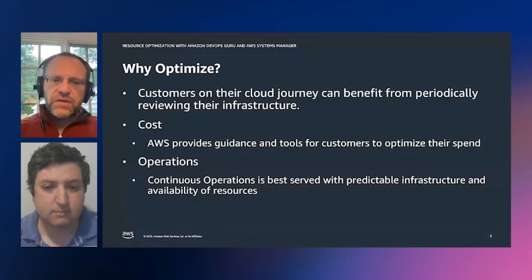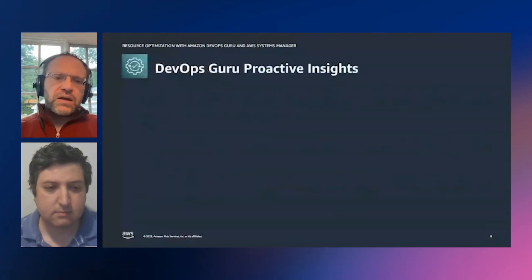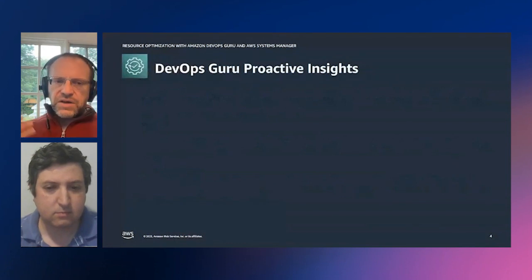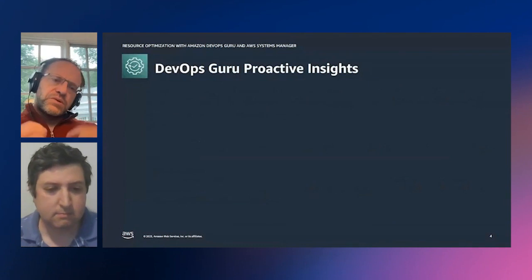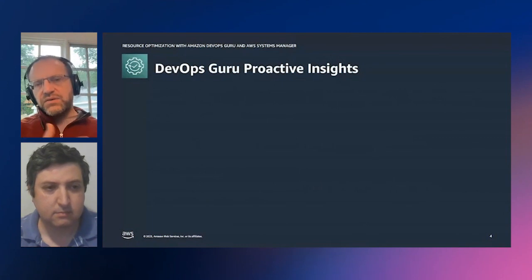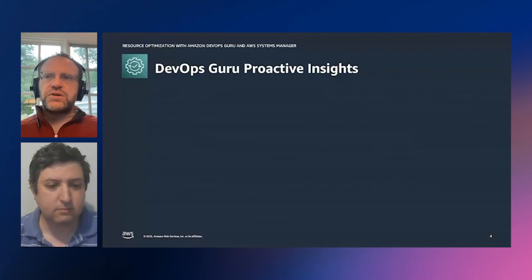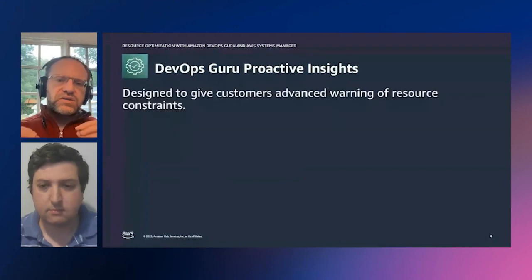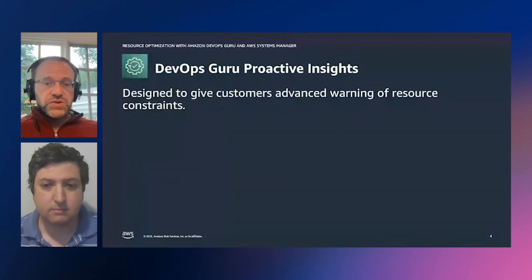And so as we think about this, and specifically with the tools that we're talking about today, I'll also give you a little bit of detail about how DevOps Guru thinks about this and what we call our proactive insights. As we've been talking about throughout the day, DevOps Guru can function in two ways. Reactive, where there is a problem happening, and proactive, which is, hey, we've seen something about your infrastructure and you might want to take care of this before it becomes a problem, either from a cost perspective or potentially an operations perspective. The proactive insights are designed to give our customers advanced warning of resource constraints.